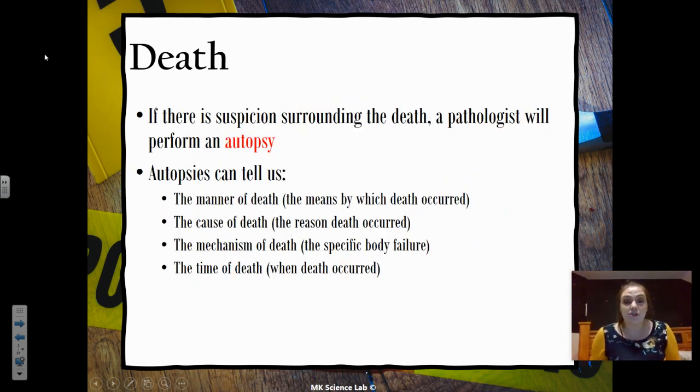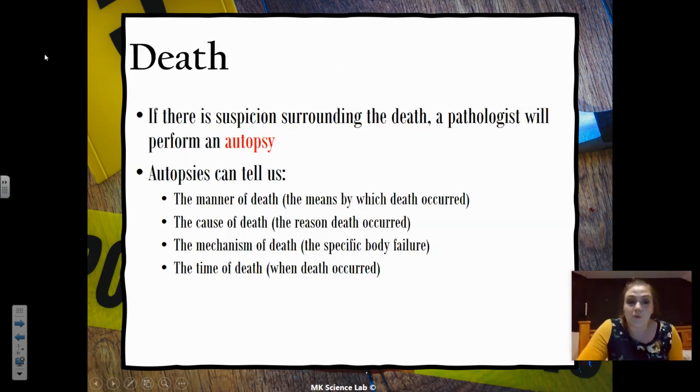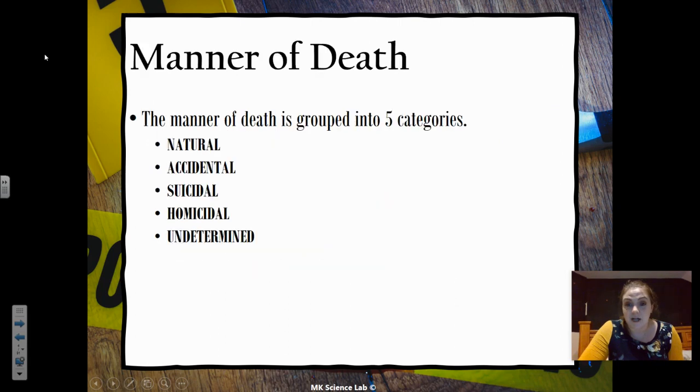If there is suspicion surrounding the death, a pathologist will perform an autopsy. Autopsies can tell us the manner of death, the means by which death occurred; the cause of death, the reason death occurred; the mechanism of death, which means the specific part of the body that failed and caused death; and the time of death. These are things we can all pull from the autopsy, an important process in investigation. So we're going to break down those parts: manner, cause, mechanism, and time.